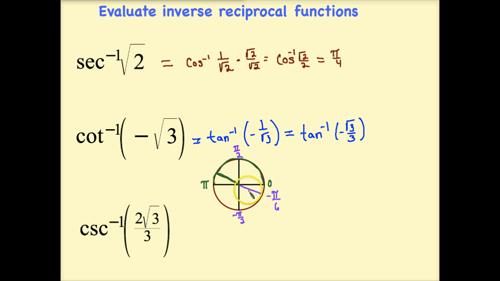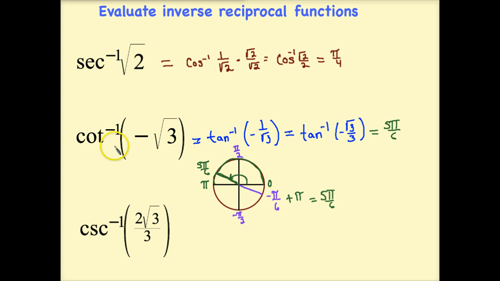How do we get there? Well, if you look, that's half of a rotation, or pi. We can just add pi to negative pi over 6 to get 5 pi over 6. And that is what this angle rotation is. So if we start at the origin and rotate around, we stop at 5 pi over 6. And that's where we get an exact value of negative root 3 for cotangent. So our answer is 5 pi over 6.